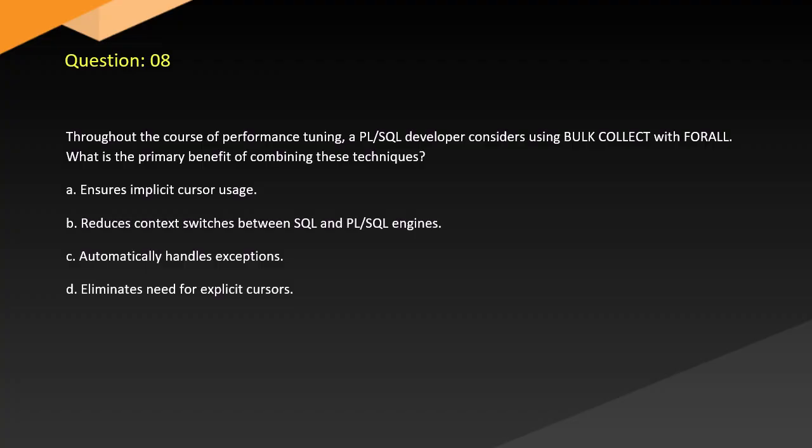Question 8. Throughout the course of performance tuning, a developer considers using BULK COLLECT with FORALL. What is the primary benefit of combining these techniques? A. Ensures implicit cursor usage. B. Reduces context switches between PL/SQL and SQL engines. C. Automatically handles exceptions. D. Eliminates need for explicit cursors.